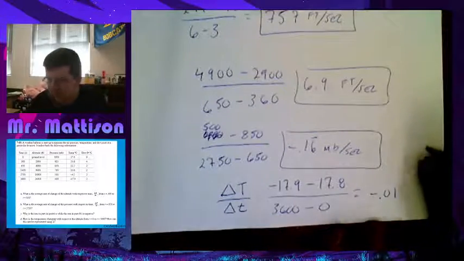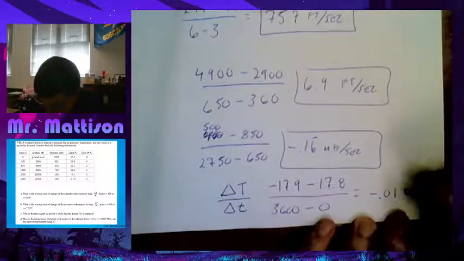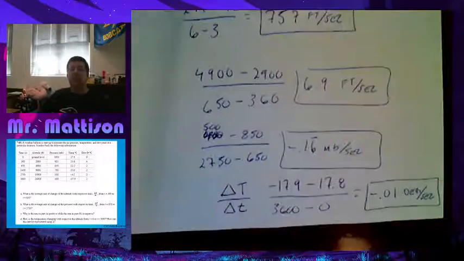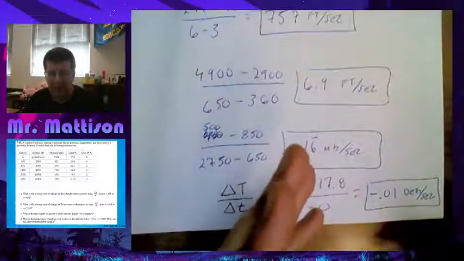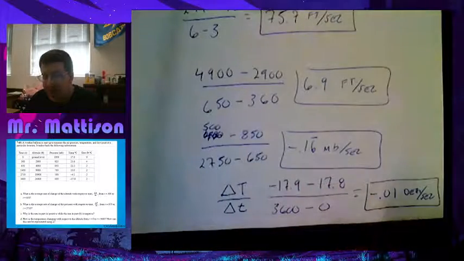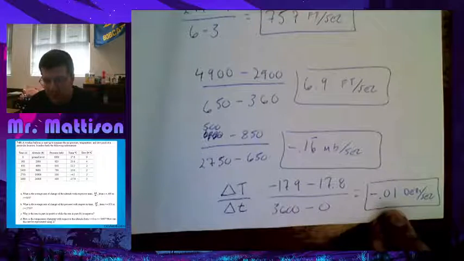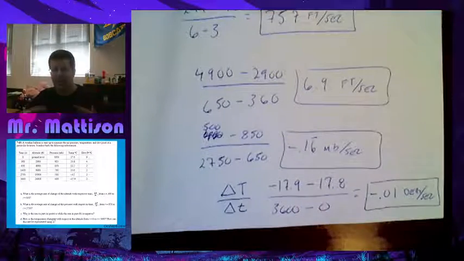And that is degrees per second. Meaning every second my temperature is going down by 0.01 degrees. Right? So again, that is my average rate of change over that time period. Now keep in mind that that does not mean that every second you were going down by exactly 0.01 degrees. It means the average over that time period is that.